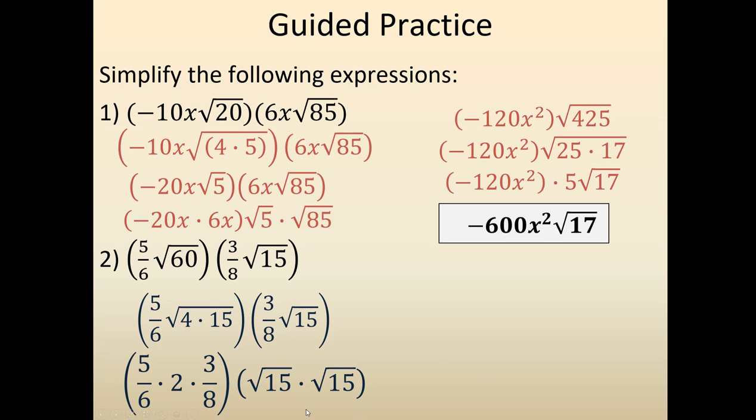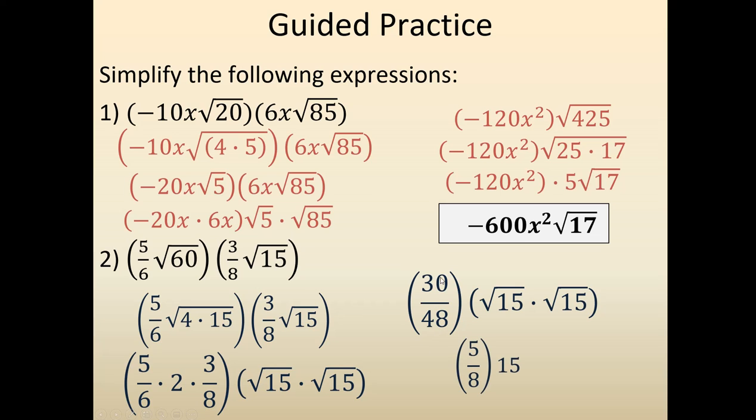And then we're going to end up having radical 15 times radical 15. So when we multiply all these together, 5 times 2 times 3 divided by 6 times 8, we get 30 over 48. We can simplify that to be 5 over 8. And also, and this is going to help out a lot, radical 15 times radical 15 is going to end up giving you 15, because this is pretty much getting rid of the square root when you multiply two identical roots by itself. So this ends up being 5 over 8 times 15, which gets us 75 over 8.